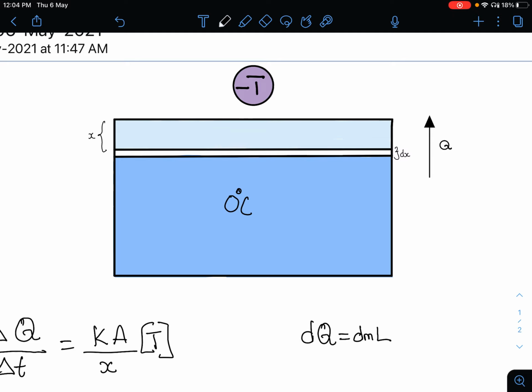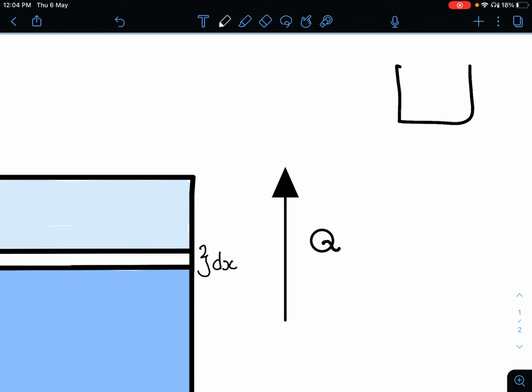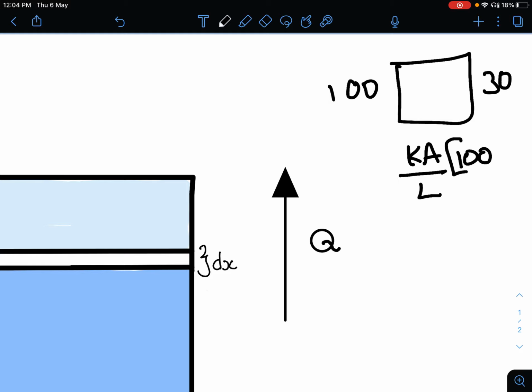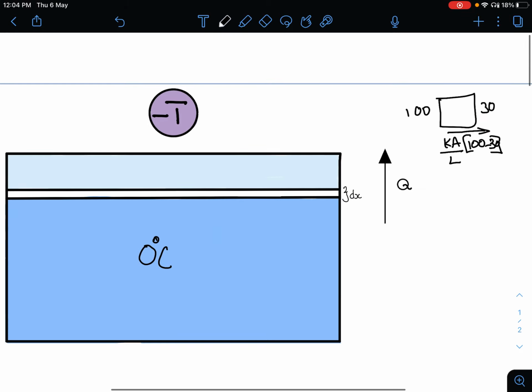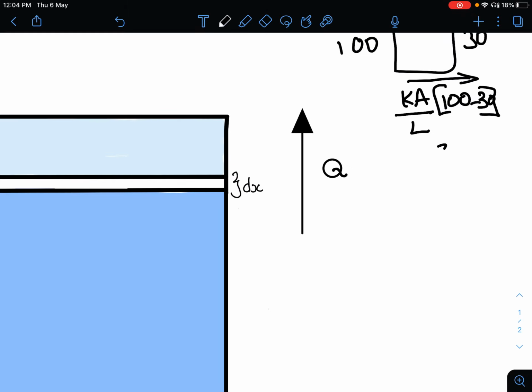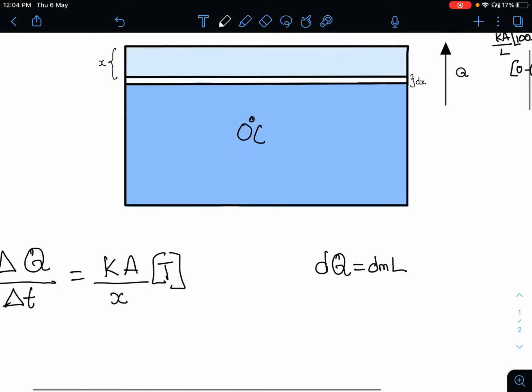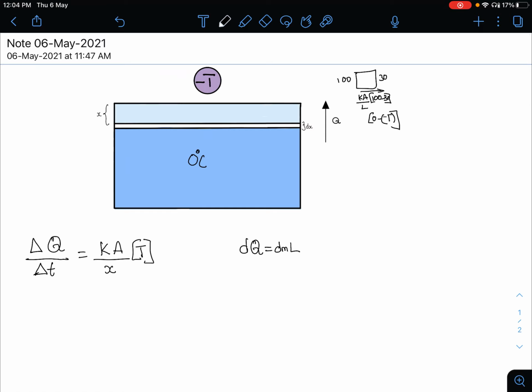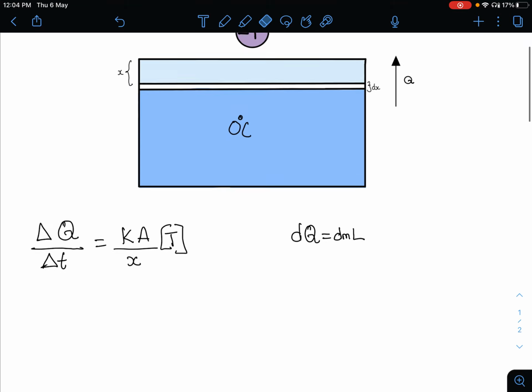And in normal circumstances, how do we do this? We have a box, we have 100 degrees Celsius, we have 30 degrees Celsius. We do KAθ by L is equal to 100 minus 30. This is in the direction of lesser temperature. Similarly, 0 minus (minus T) is giving us just T. Okay, I'll erase this. This is just for understanding.